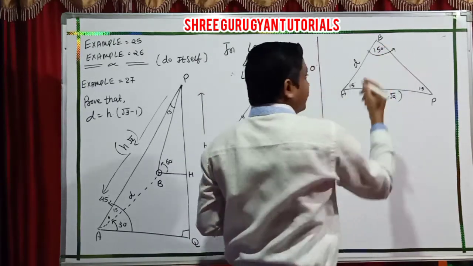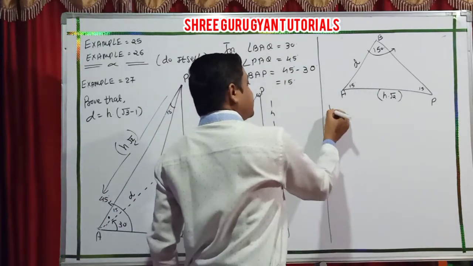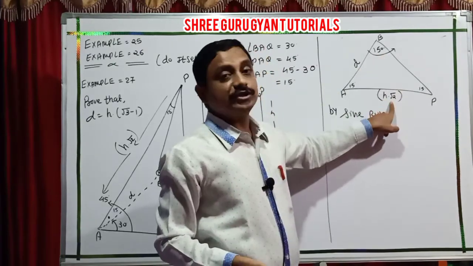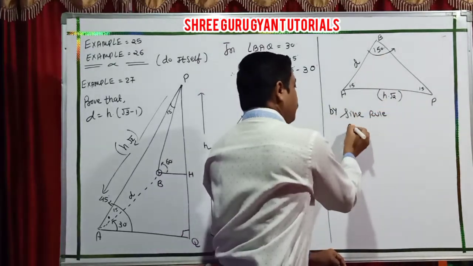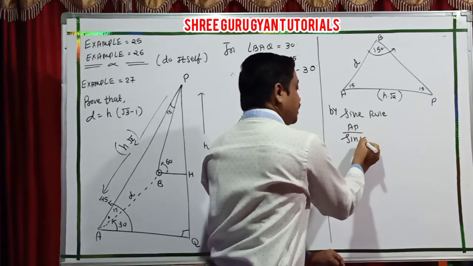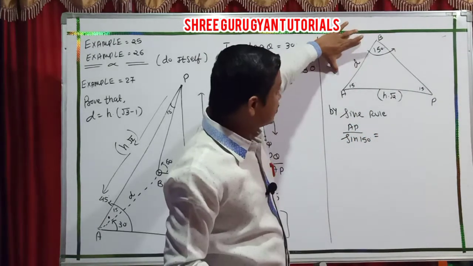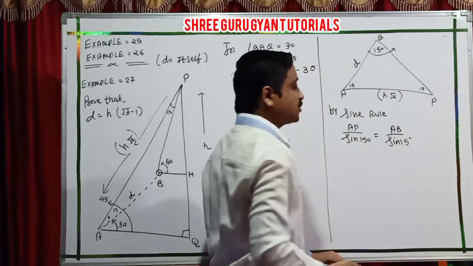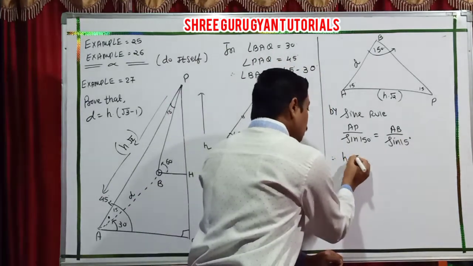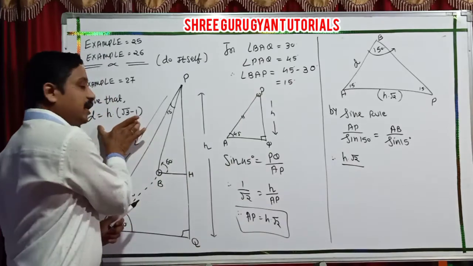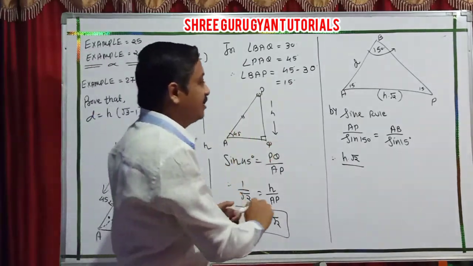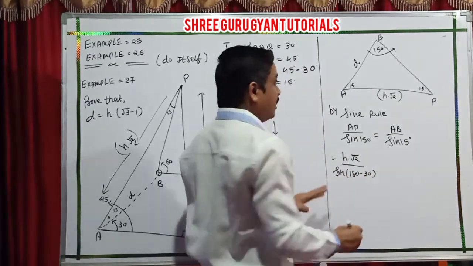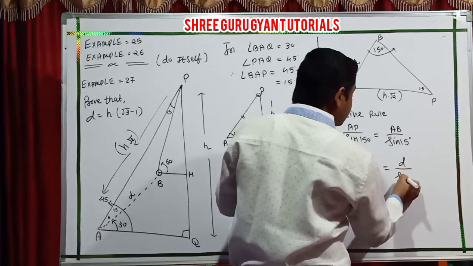Now students, I apply the sine rule. By the sine rule, what do you get? The opposite sides: AP upon sine 150 degrees is the same as AB by sine 15 degrees. Now AP, I know, is h root 2. I want the relation D equals h times (root 3 minus 1). Easily done. Sine 150, can I write it as sine of 180 minus 30? And AB is D, sine 15 as it is.